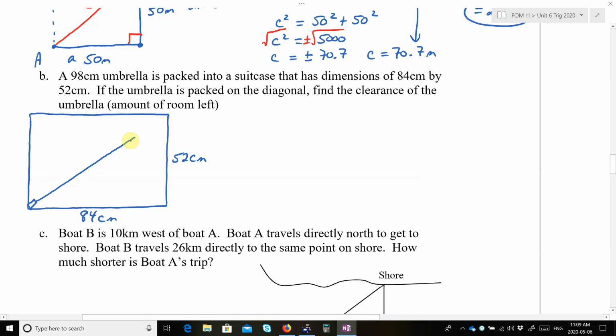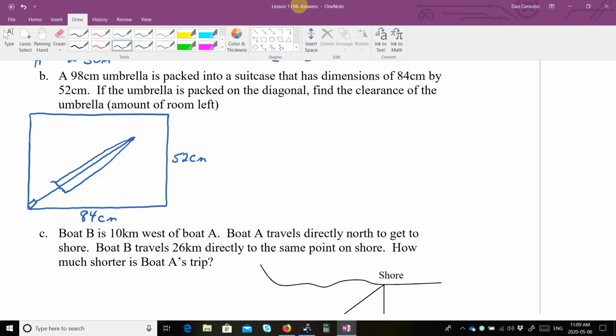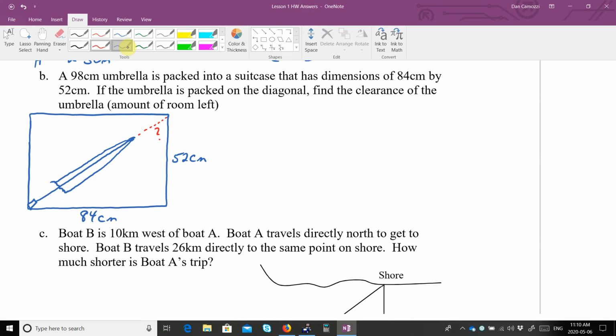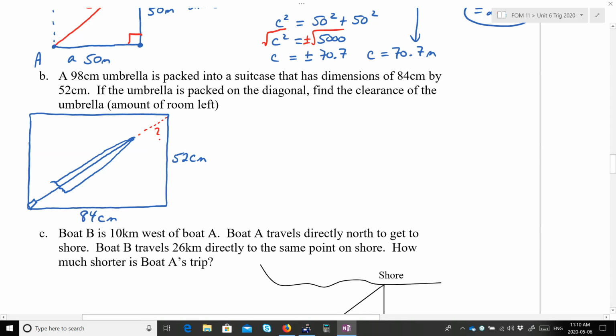Try to draw this. Okay, sort of a closed up umbrella, if you will, like that. Okay, so it's like that, and it wants to know if it's packed along the diagonal, how much room do we have left here, like that. Okay, so we have to get the whole diagonal first. Like, what is that? C. And I know it's C because it's across from the 90. So this can be A and this can be B.